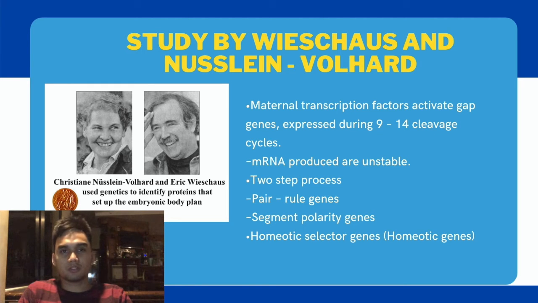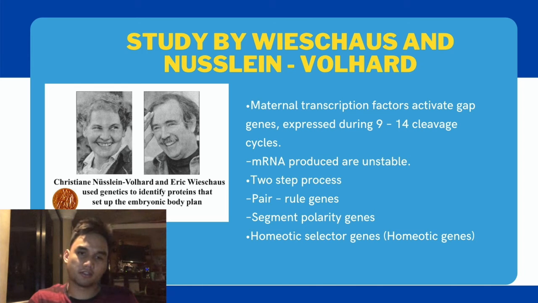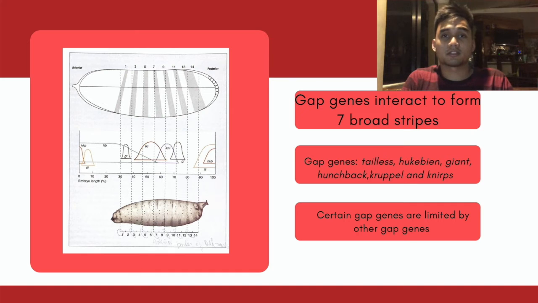Then, a homeotic selector gene gives each of the 14 segments its separate identity. This summarizes the postulation in Nusslein-Volhard's experiment. Gap genes such as tailless, huckebein, giant, hunchback, Kruppel, and knirps interact with one another and with the products of the terminal axis system to establish the 7 broad stripes. These stripe domains then set up the condition for the regulation of the pair-rule genes.